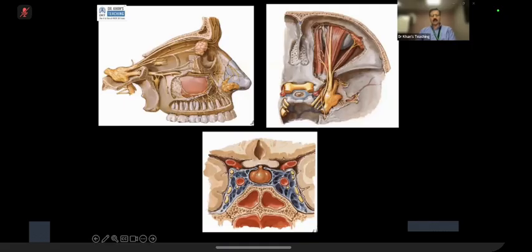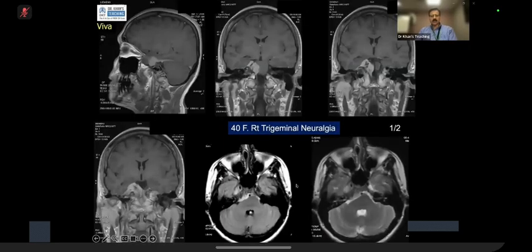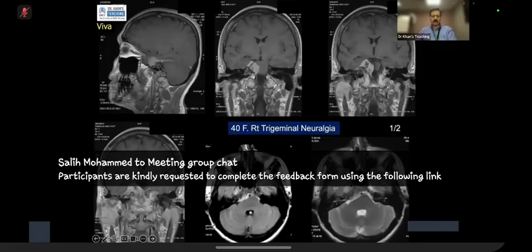This is where the Meckel's cave is. This is the fifth nerve, which goes into V1, V2, V3. V3 goes into foramen ovale, V2 foramen rotundum, V1 superior orbital fissure. And this is the cavernous sinus, and V1 and V2 pass through it. Now, this is another case of meningioma in which the key point is that in these cases, the questions will be about anatomy. And the concepts which I am telling you quickly, these will be asked.